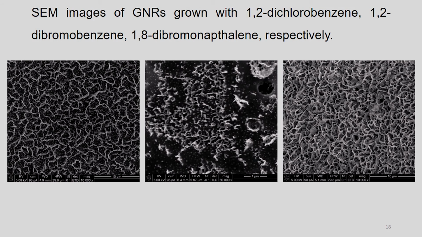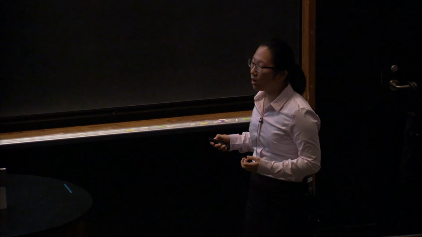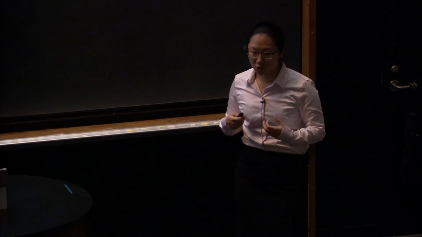Another interesting phenomenon noticed during the graphene nanoribbon growth is the presence of nanoparticles. If you look at these SEM images of the graphene nanoribbons grown with 1,2-dichlorobenzene, 1,2-dibromobenzene, and 1,8-dibromonaphthalene respectively, you can see in the background there are nanoparticles. We believe this is how the graphene nanoribbons initially form.